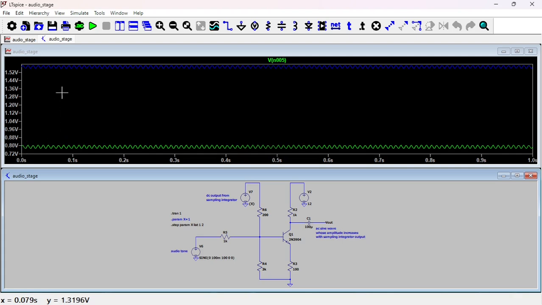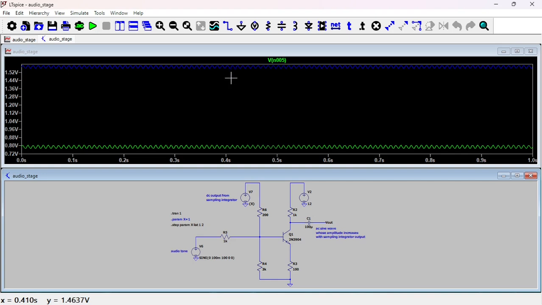And if you go to 2 volts, you get a quiescent base voltage of maybe 1.55, something like that, 1.6. So the transistor is going to be working harder, and you would get a louder signal on the output.